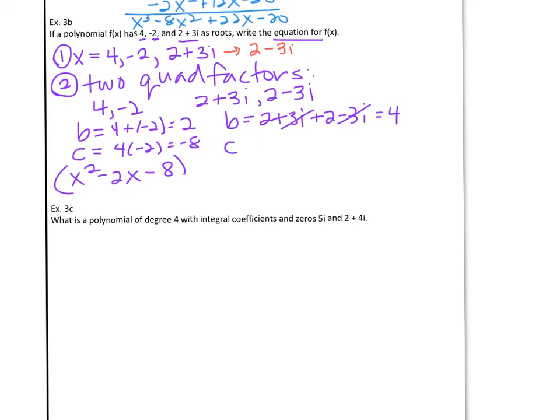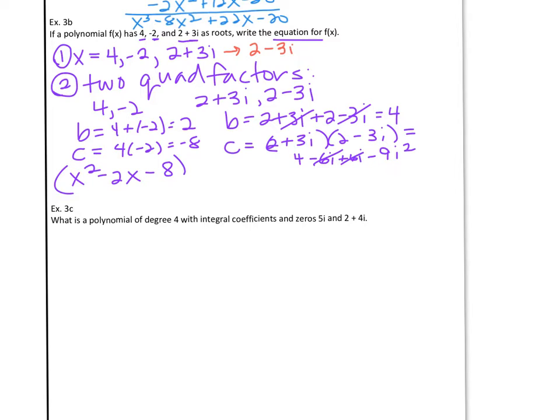Their product, we have to FOIL. Take the time to practice this, you guys, and you'll be really good FOILers when you're done. 2 times 2 is 4. 2 times -3i is -6i. 3i times 2 is positive 6i. 3i times -3i is -9i squared. So be careful on that last part.